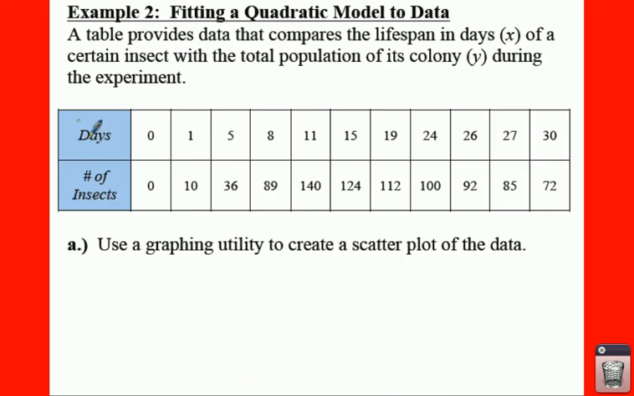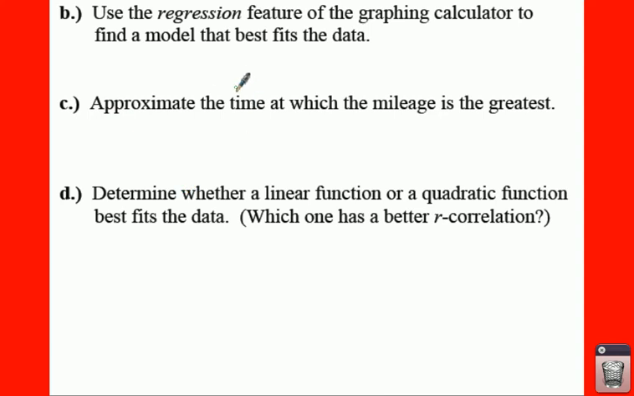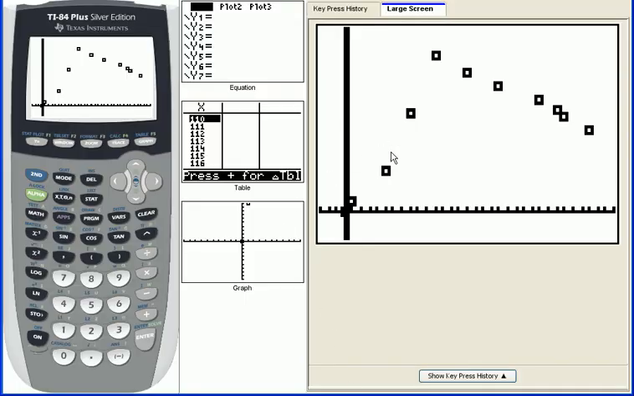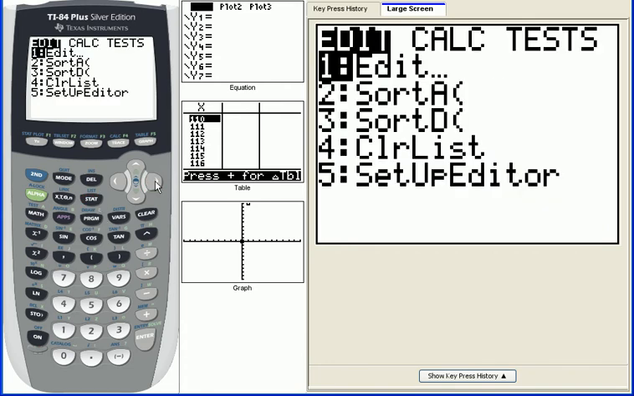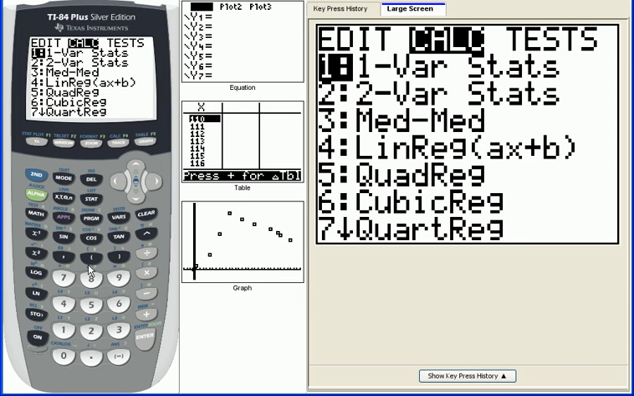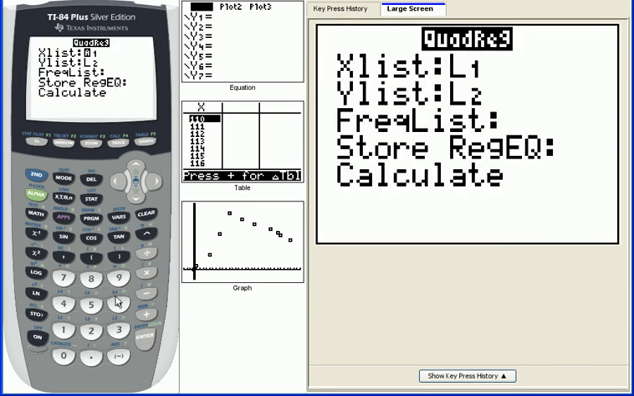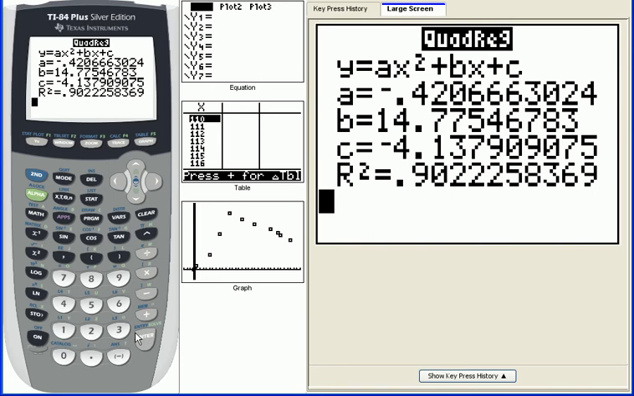So then for part B, we need to use a regression feature to find a model that best fits the data. If you look at your graph, this is not a nice pretty parabola. So your calculator is going to find the best fit parabola that would be possible here, which would be much more difficult if you're doing it on your own. Alright, so let's go to your stat button, hit stat, and then cursor right to the calc button, and you need to hit 5 for quad reg. Yours may show this screen, it may not. You may just have to hit enter. So I have to go down to calculate, hit that. Yours should show quad reg, and then there's your equation.